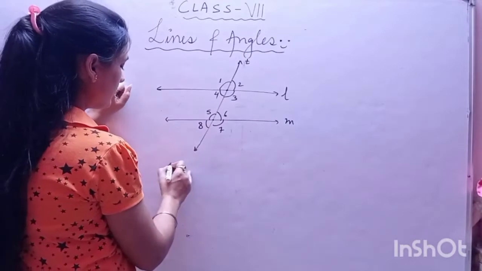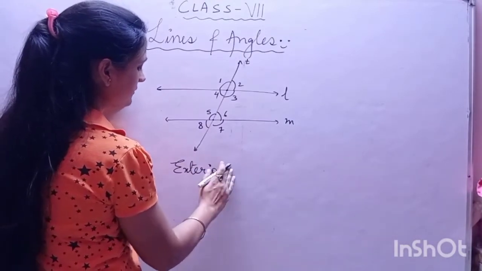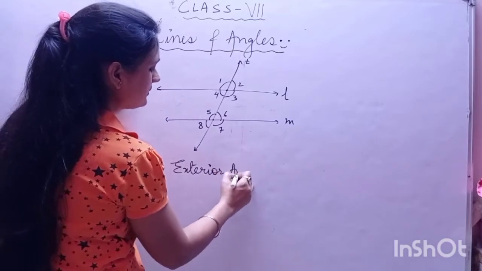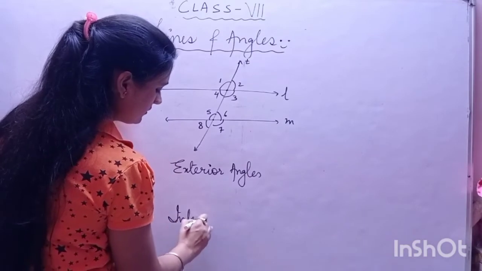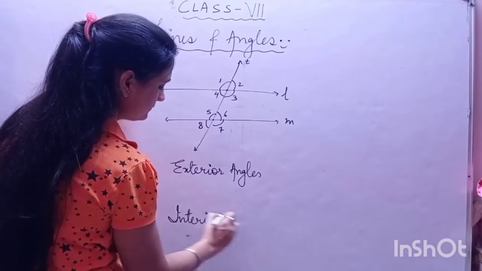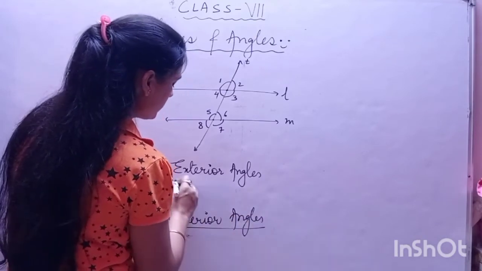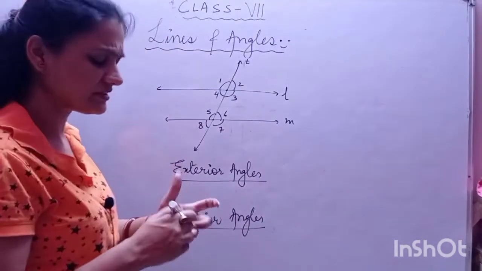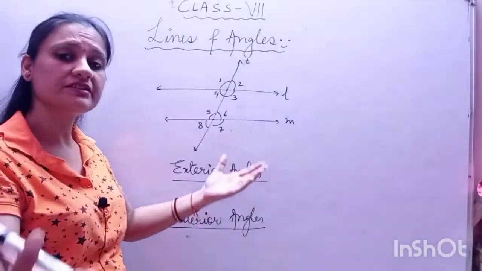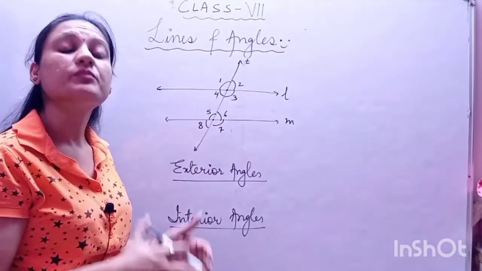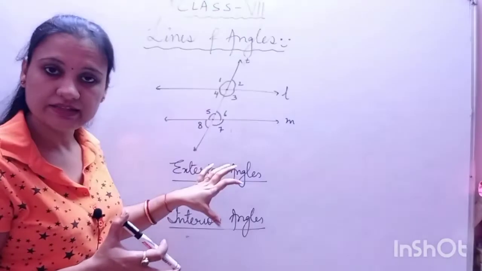First, you should understand the exterior angles and interior angles, right? So what are exterior and what are interior angles? Very easily you can find out from the name itself. Exterior means outside and interior means inside. But where? Inside means in between these lines, right?